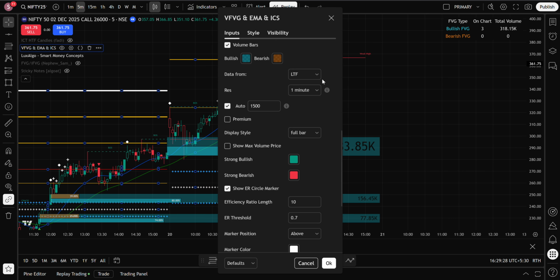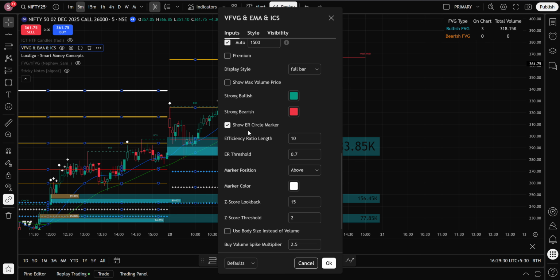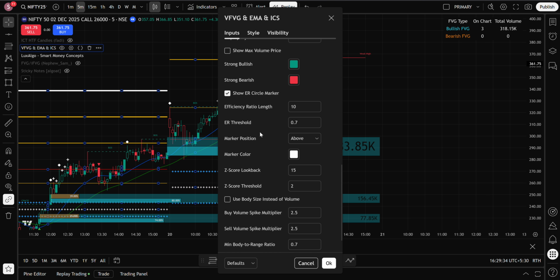Okay, then come back to the show ER circle marker. This is very simple. ER circle marker is 10 and 0.7. I'm using it, and you can use whatever values. It tells you whether it is trending or not. These plus icons, which I put in white color and which plot on the chart, will tell you whether it is trending or not. If it is not trending, you cannot expect anything. Along with the volumes, we need the trend.